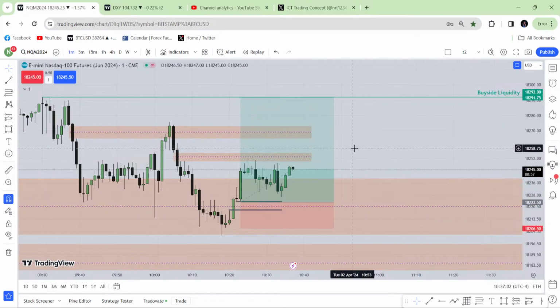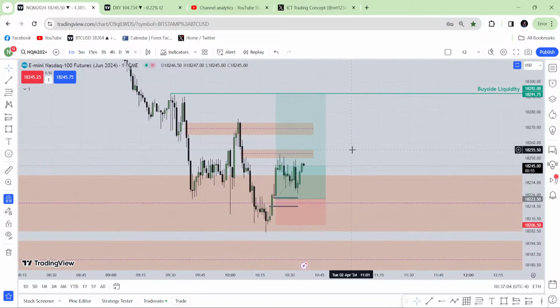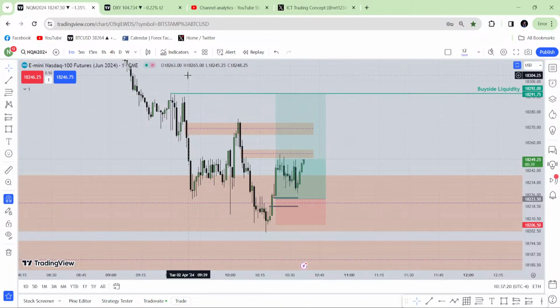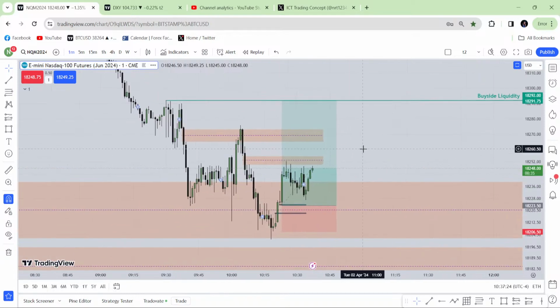Price is not inducing shorts, I don't believe it. Price is going higher, that's my belief. At least until that buy side liquidity, the market should expand higher.